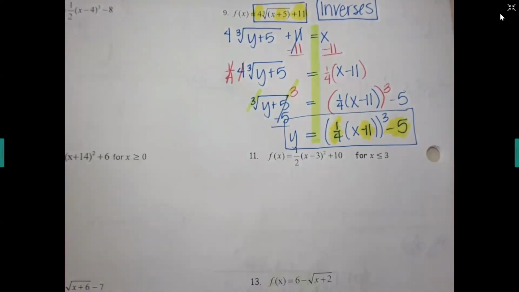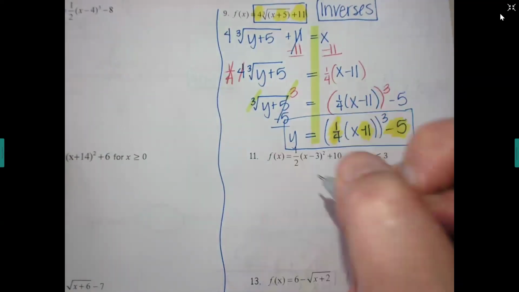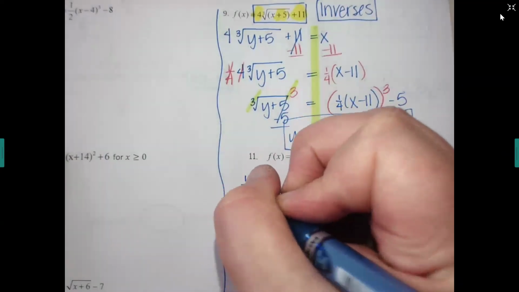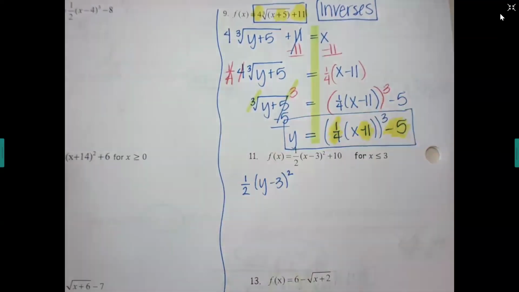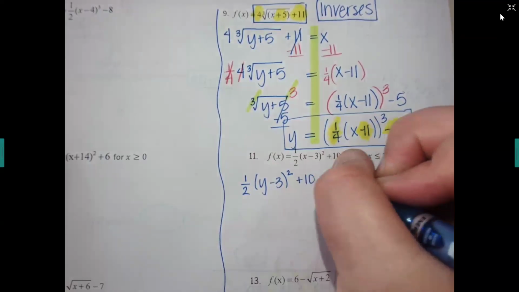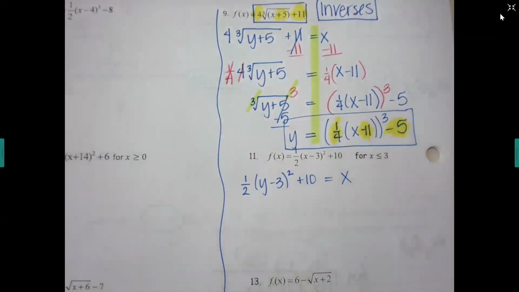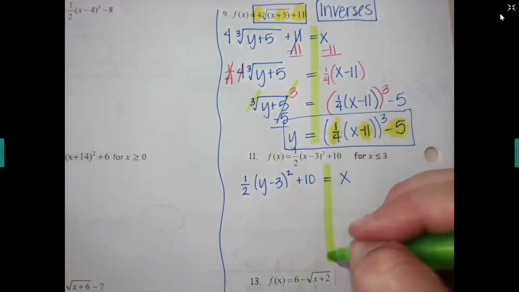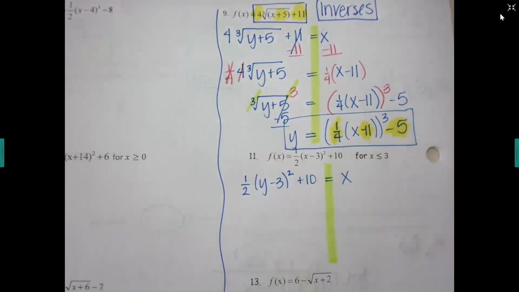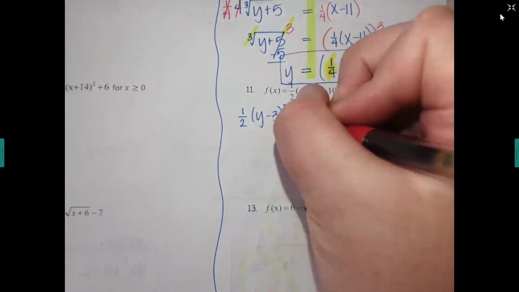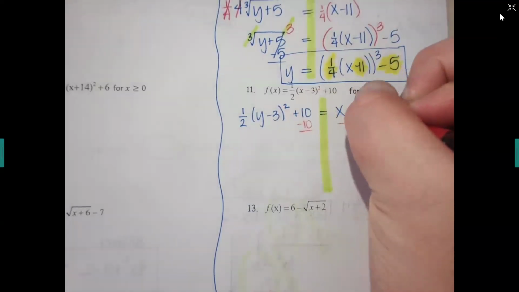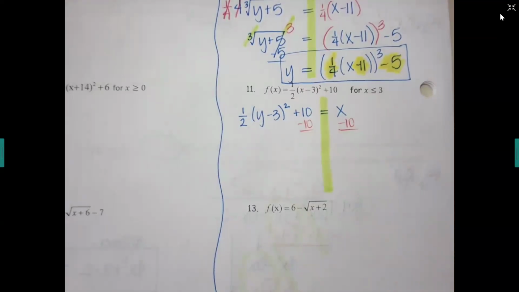Go ahead and switch the x to a y for me. So it's a half in the front. It was a x minus 3. Now it's a y minus 3. Plus 10 equals x. Railroad tracks down the middle. First thing I want to get rid of is a plus 10. How do I do it? A minus 10. Very good. 10 and negative 10 cross out.